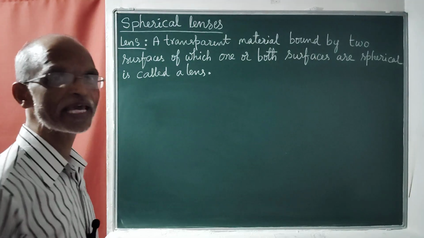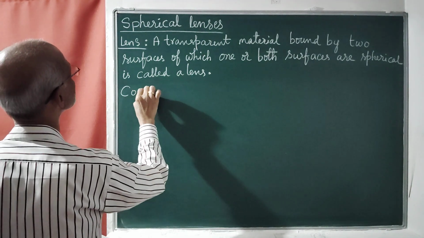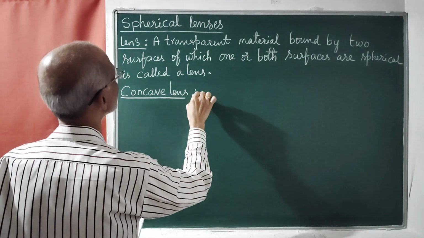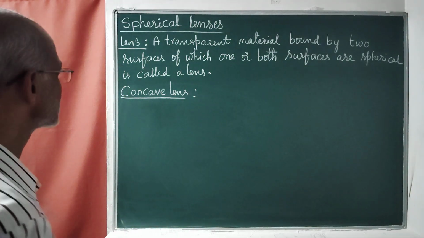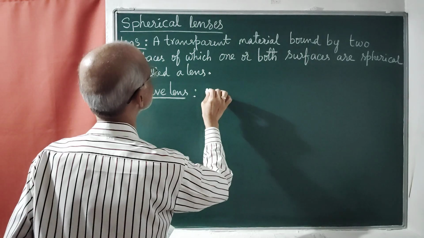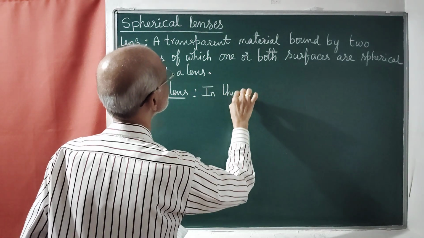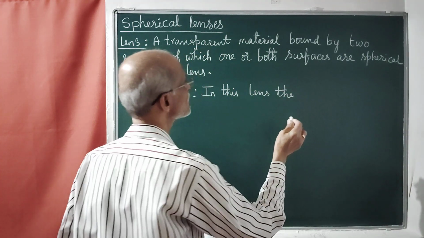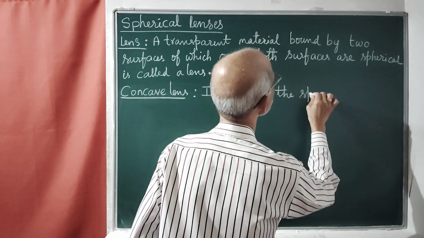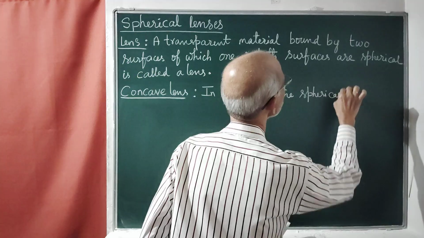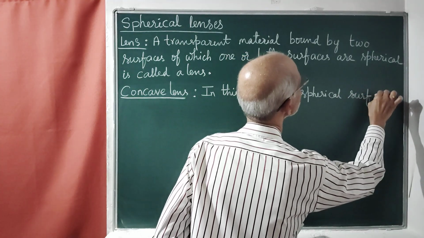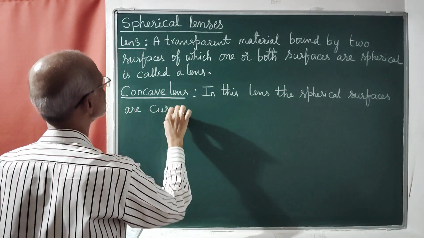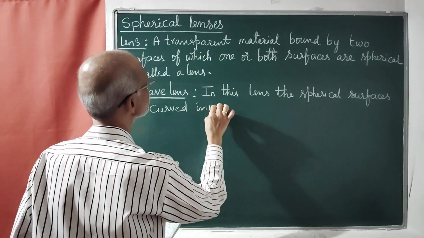Next one is the concave lens. In this lens, the spherical surfaces are curved inwards.